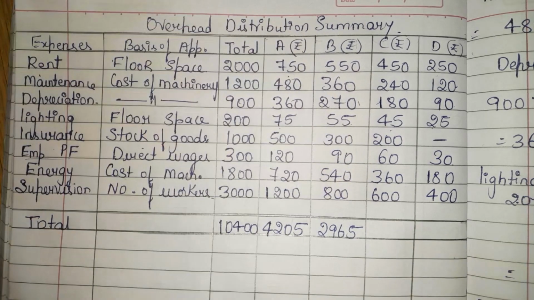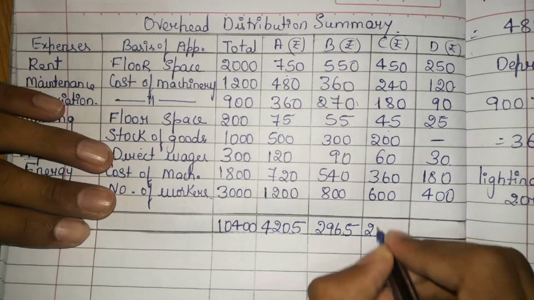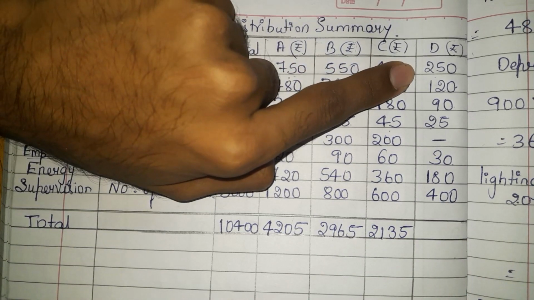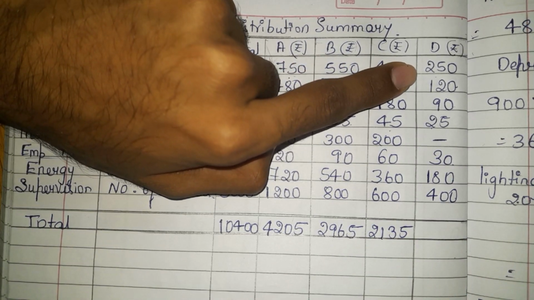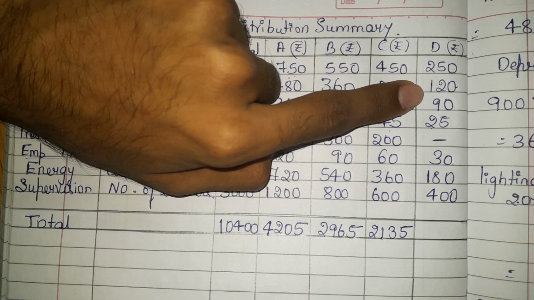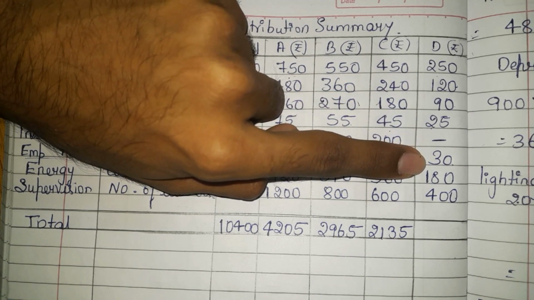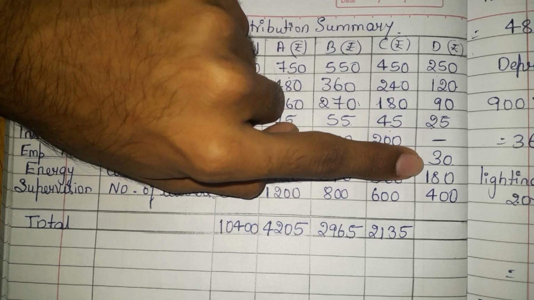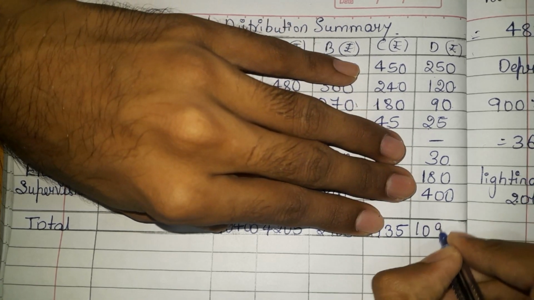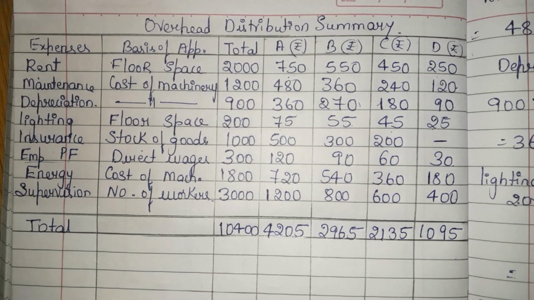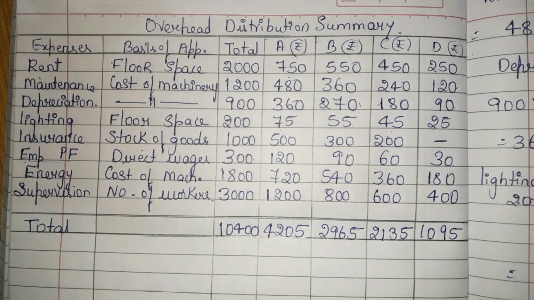It will be 2135. Now add D department expenses, that is 250 plus 120 plus 90 plus 25 plus 30 plus 180 plus 400. It will be 1095. So this is how you need to solve this problem. Hope you have understood this problem very well.